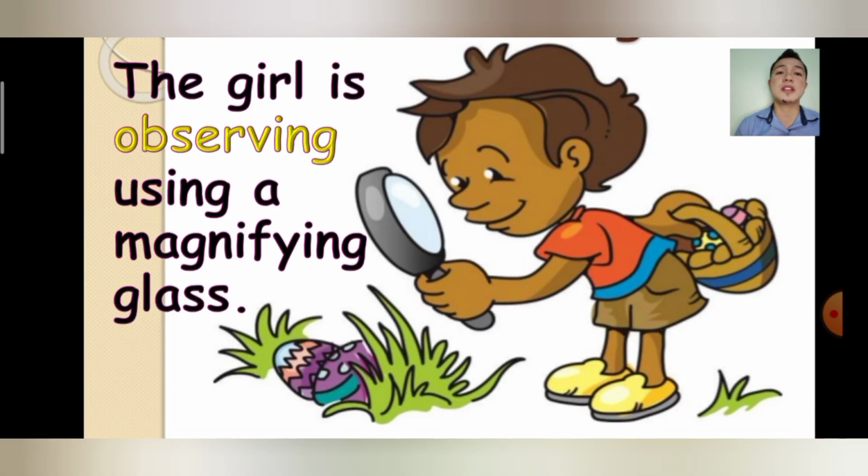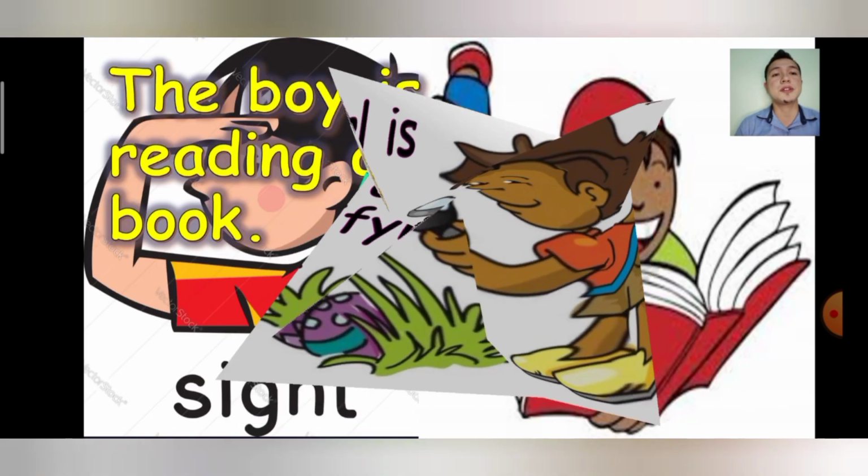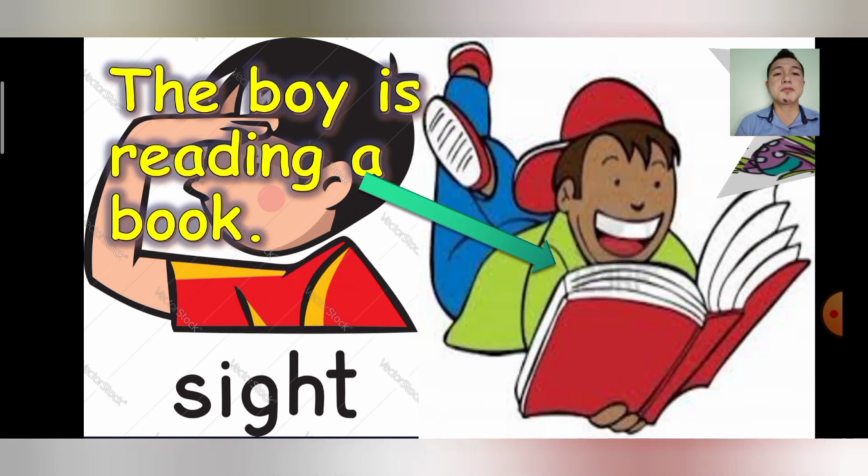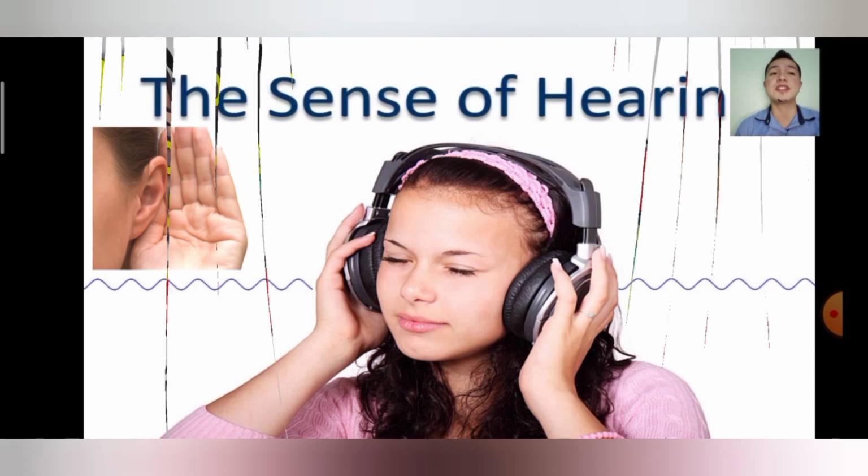The girl is what? Observing using a magnifying glass, using, of course, her eyes, because she is using the magnifying glass to observe the plant there. So here, the boy is reading a book. Of course, if you read books, you are going to use your eyes, the sense of sight. Okay, that's the process of observing.